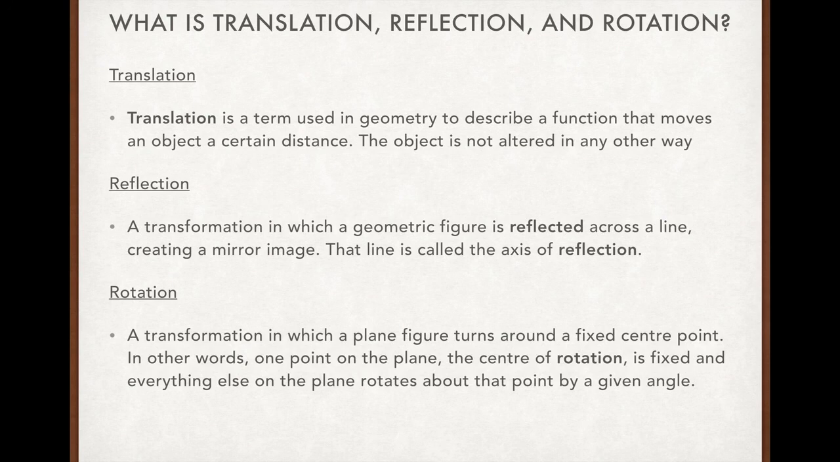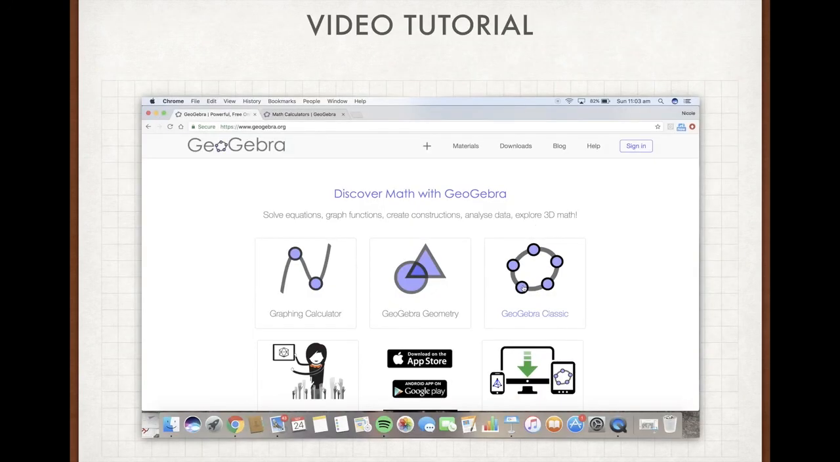Rotation is a transformation in which a plane figure turns around a fixed center point. In other words, one point on the plane, the center of rotation, is fixed, and then everything else on the plane rotates about the point by a given angle. So translation, how to. Here's a video tutorial of it.